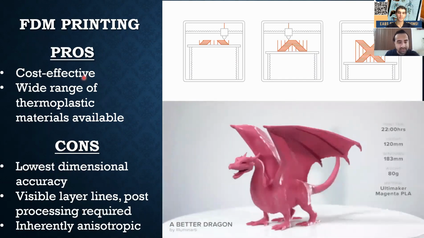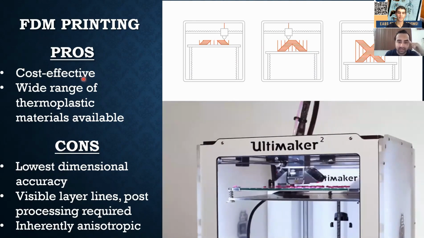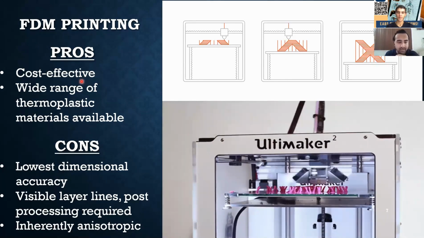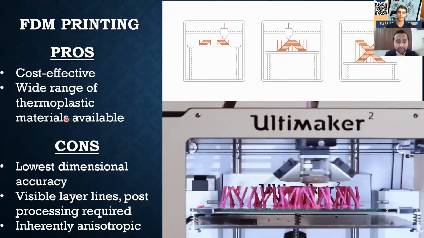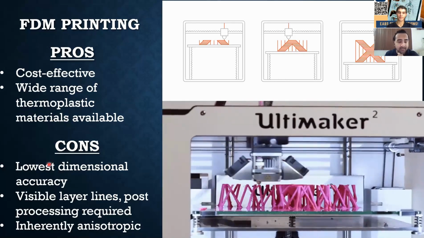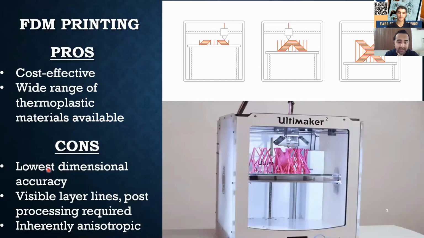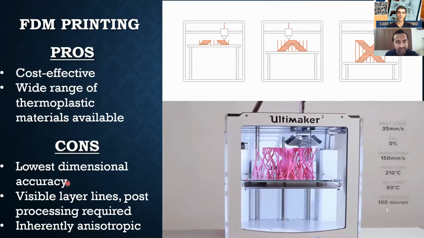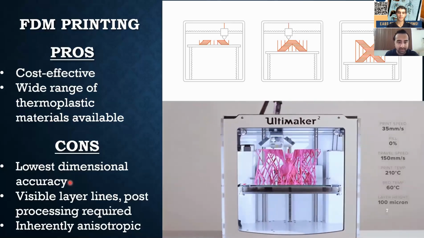So the pros of this, it's very cost effective. In fact, I think nowadays you can find a printer for sub $100 if you look far enough. You have a wide range of thermoplastic materials available. Slight con is that it has the lowest dimensional accuracy out of all 3D printing types, but that's sort of relative based on your application.